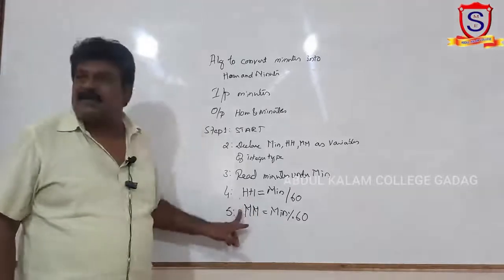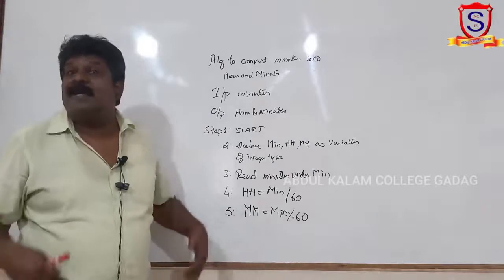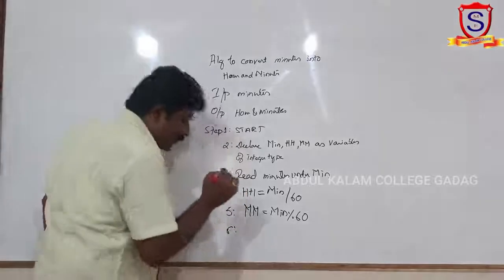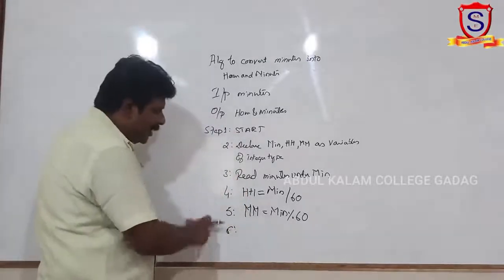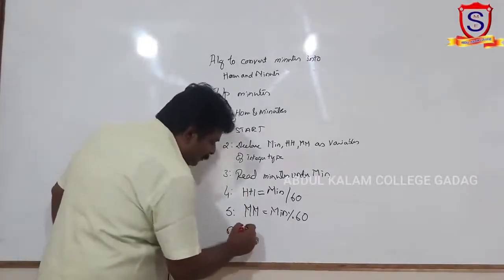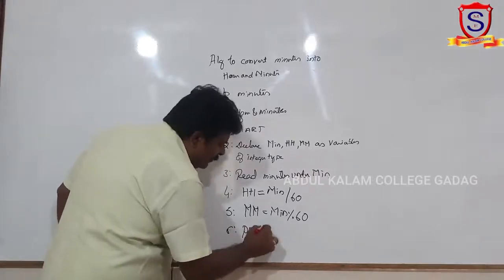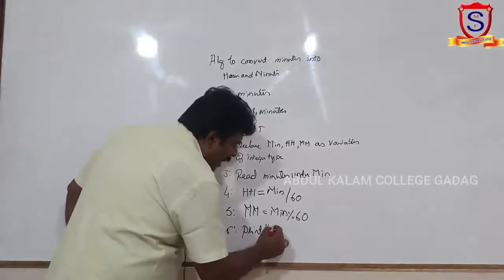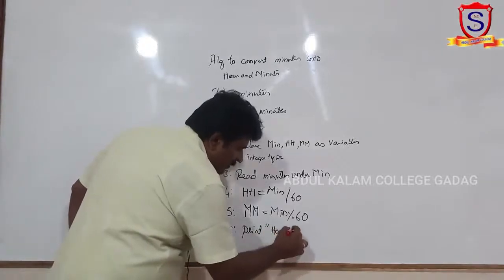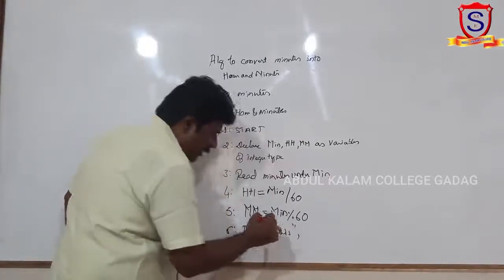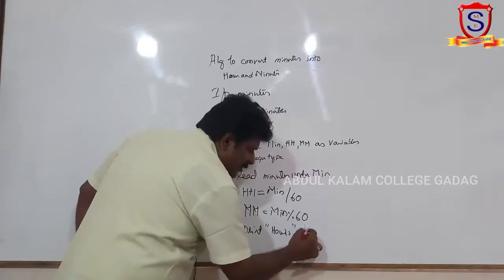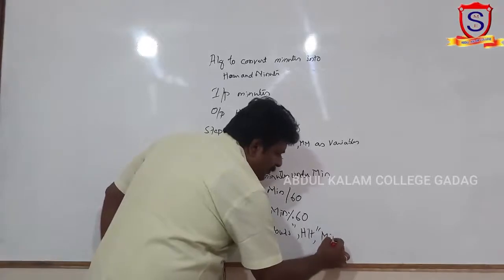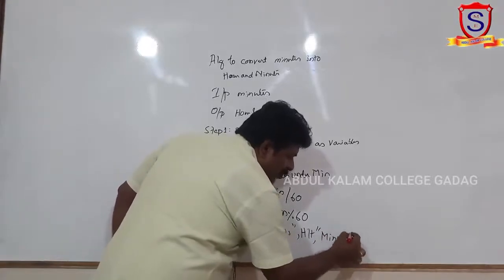Now I got the result. It should be displayed on a screen. So what do we do? Step number 6. Here you have to write what the step. Okay? Step number 6, we say print. Once again, print is a command like what the read. So print hours, HOURS, hours. Here I put comma, I write HH, and after comma, under double quotes, minutes. I close double quotes.